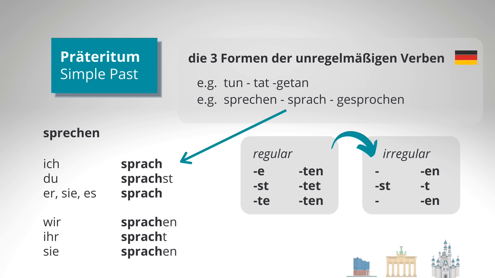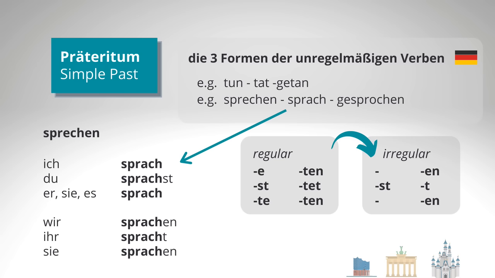This may seem confusing right now, but the cool thing is, unlike the irregular verbs in the Präsens, here we don't have any exceptions. Once you know the 3 forms of the irregular verbs, die 3 Formen der unregelmäßigen Verben, it's actually fairly easy. And of course you can find a table with all of these 3 forms in the additional material. But let's stay with the example of sprechen. So we take sprach as our root, and then we add the irregular endings. So ich sprach, du sprachst, sie es sprach, wir sprachen, ihr spracht, and sie sprachen.